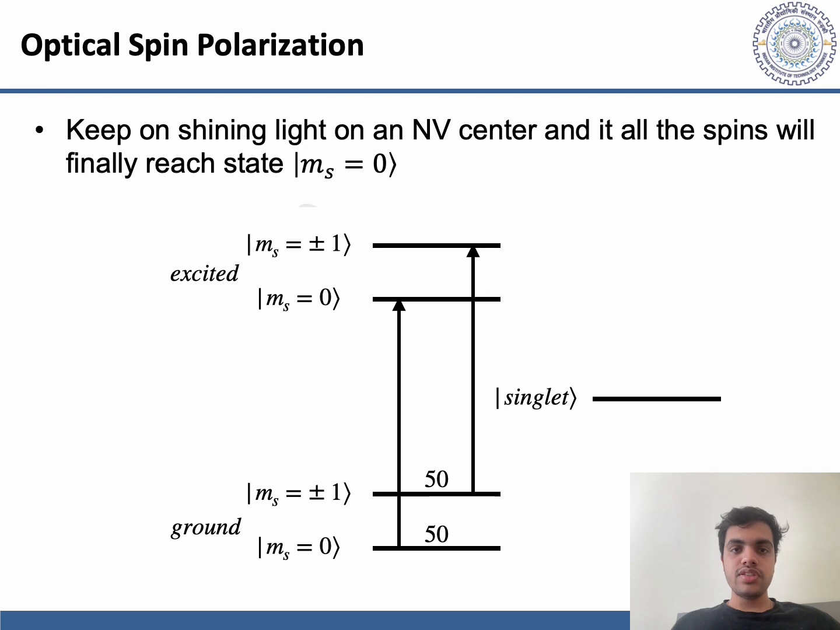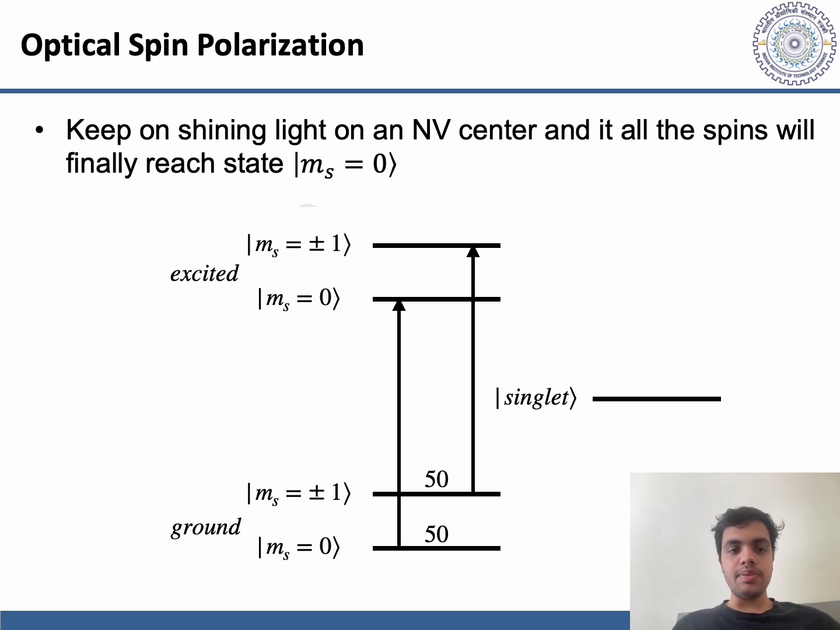So the first is optical spin polarization. Now, optical spin polarization is used for state preparation of an NV center. So if you have a system that you want to use as a sensor or any other thing, you should have the ability to create it into any state that you want to. And in this case, we have the ability to create it into the MS equals 0 state.